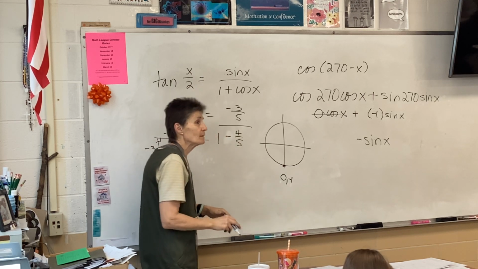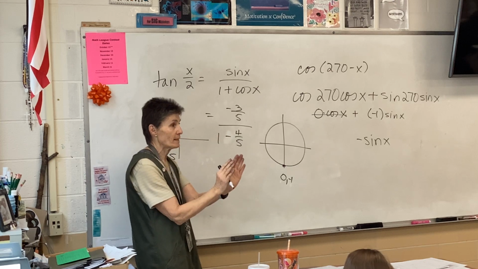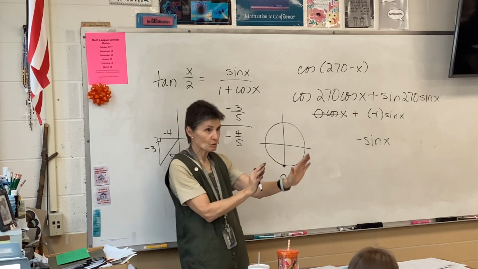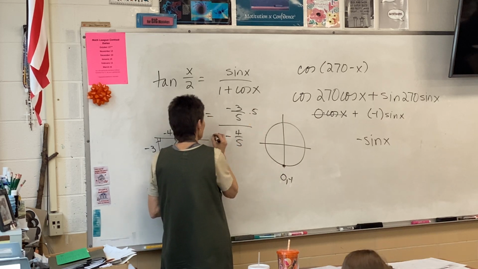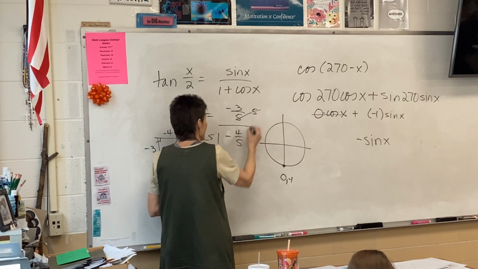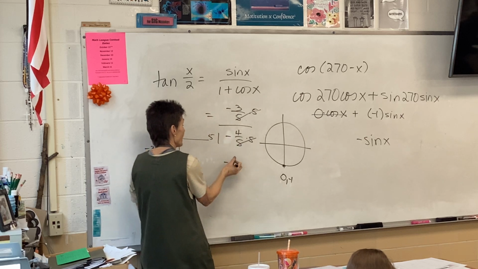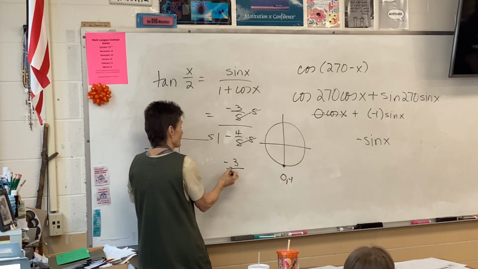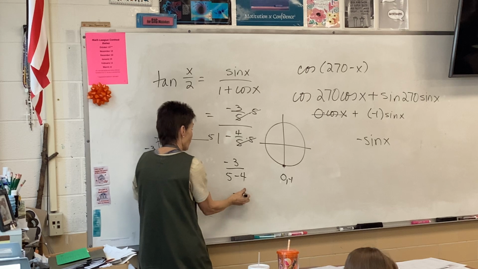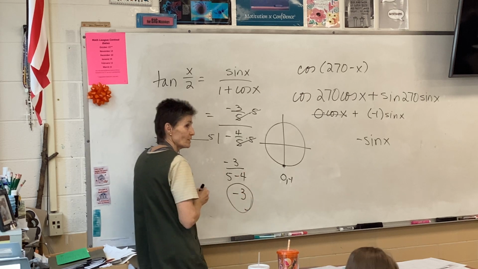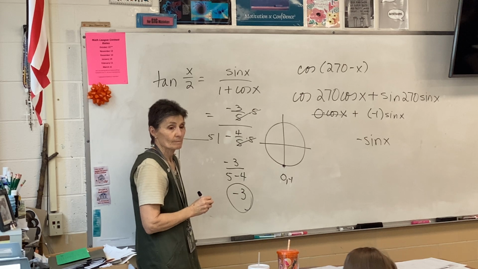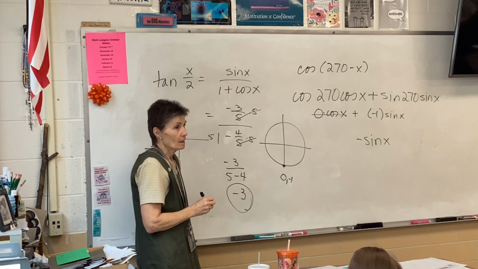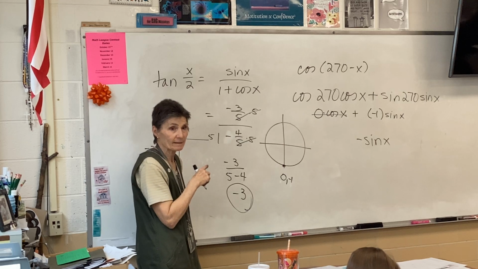Don't multiply everything by 5? Yeah, you can. At this point, it becomes an algebra problem. You do whatever you want to do. I'm going to times it all by 5. That's going to lose my denominator. So I have negative 3 over 1 plus negative 4, over 5 minus 4. So the answer to the question is just negative 3. Wow. Okay, so we got that?